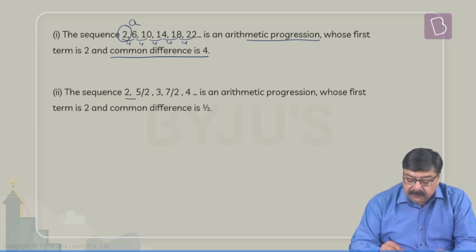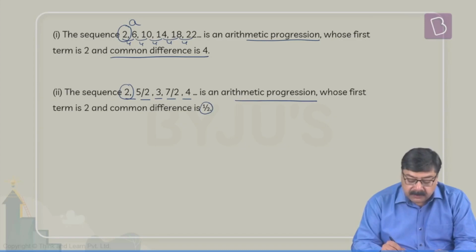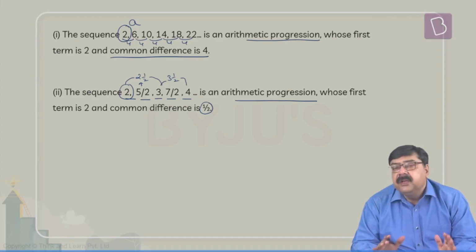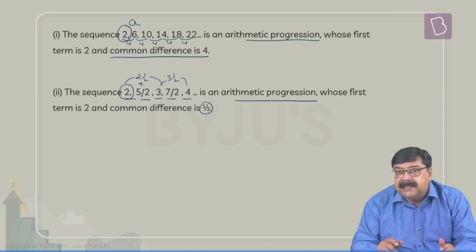Now, even 2, 5 by 2, 3, 7 by 2, and 4 is an arithmetic progression. So the first term here is 2 and the common difference is half, because 5 by 2 can be written as 2.5. So the difference from 2 to 2.5 is half, then 2.5 to 3 is half, then 7 by 2 can be written as 3.5. So 3 and 3.5 difference is half, and again 3.5 to 4, the difference is half. So everywhere you find that the difference is common, the same, and that is half in this case.